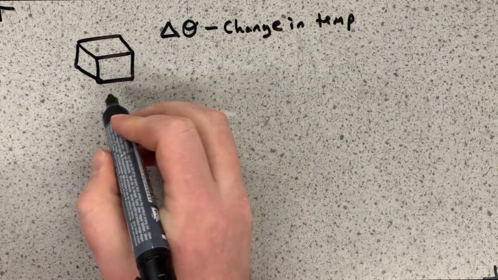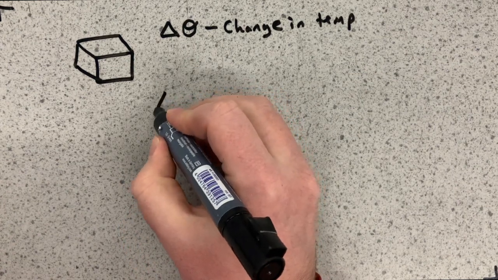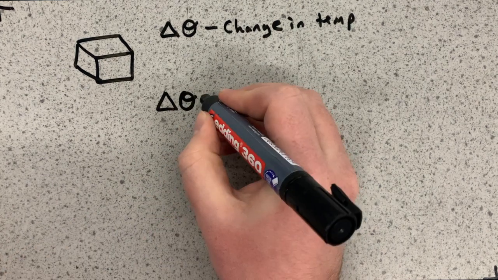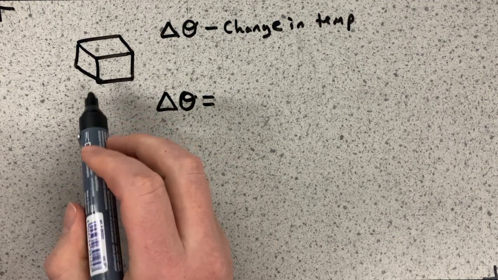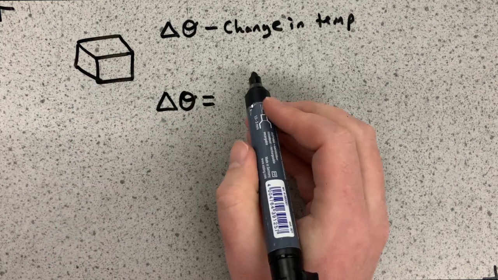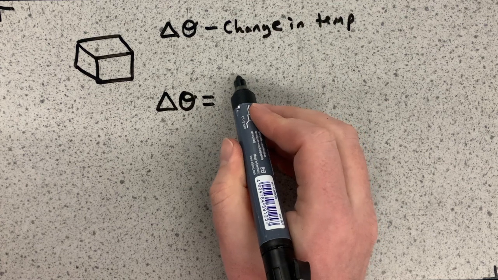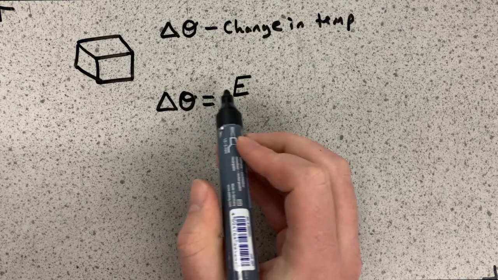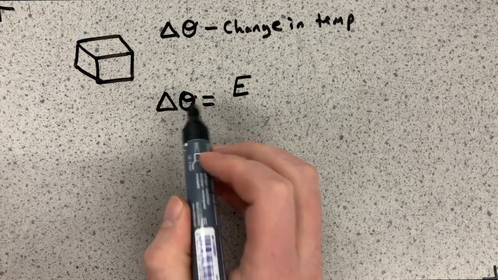Right, so if I want to change the temperature of this block, there are certain things I could do. I'm going to start by trying to write out a little formula, okay? If I increase the energy that I put in, that's going to change the temperature of the block. The more energy I put in, the higher the change in temperature will be. E is the symbol I'm using for energy here. If I increase the energy, I increase the temperature afterwards.